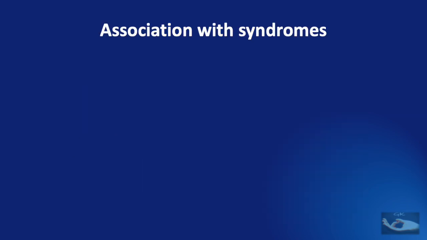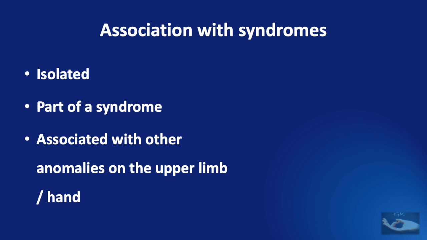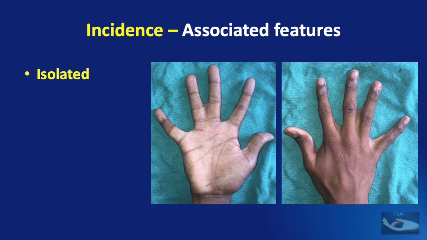We also need to see whether the syndactyly that is seen in a patient is associated with syndromes. It could be isolated or non-syndromic, where it is the only congenital problem that is present in the hand, or it could be a part of a syndrome which could involve other parts of the body also, or it may not be part of a syndrome, but it could be associated with other anomalies on the upper limb or hand. This example shows an isolated or non-syndromic syndactyly involving the middle and ring fingers.